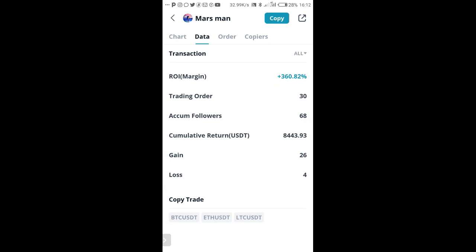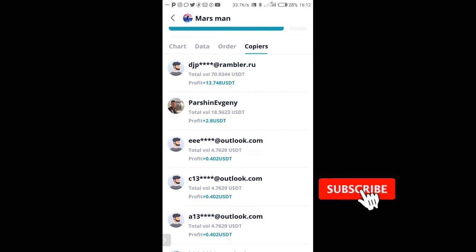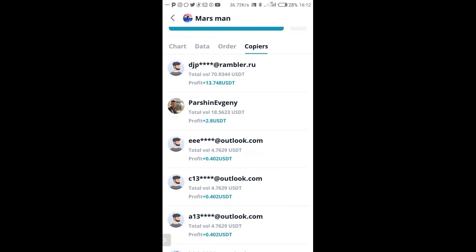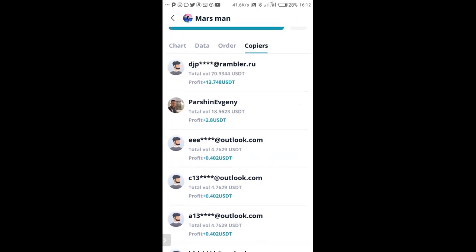That's all. Can you click on those copiers? Let me see if there is an ongoing trade or so. Okay, the copy trade. Where is it? Copiers. Okay, these are the people who are copying. There is this particular trader that has actually been making me profit. Let me look for his name. Let's see whether there is space.